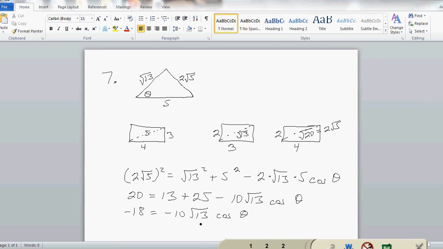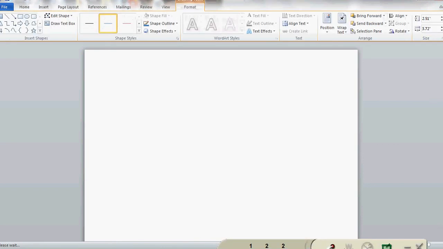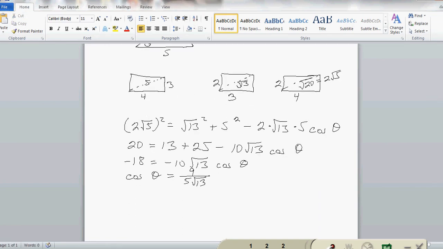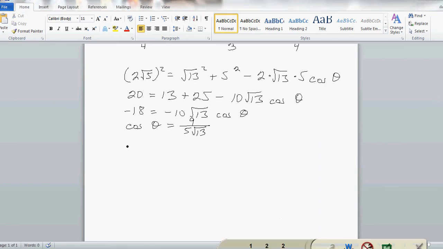Dividing both sides by negative 10 root 13, the cosine of theta would then equal 9 over 5 root 13. And there's really no need to rationalize, because we're going to punch it into the calculator anyway. And so all we need to do is take the arc cosine of both sides. The arc cosine of 9 over 5 root 13.